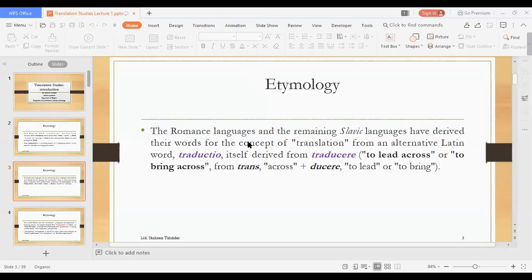So if the source language is Bangla, and if you want to translate that Bangla text from Bengali to English, then English will be the target language. So you see, we are leading across from one language to another language. We are carrying our work from one language to another language. That we call translation. Formally, that is the meaning of translation. So far, we have got it from here.